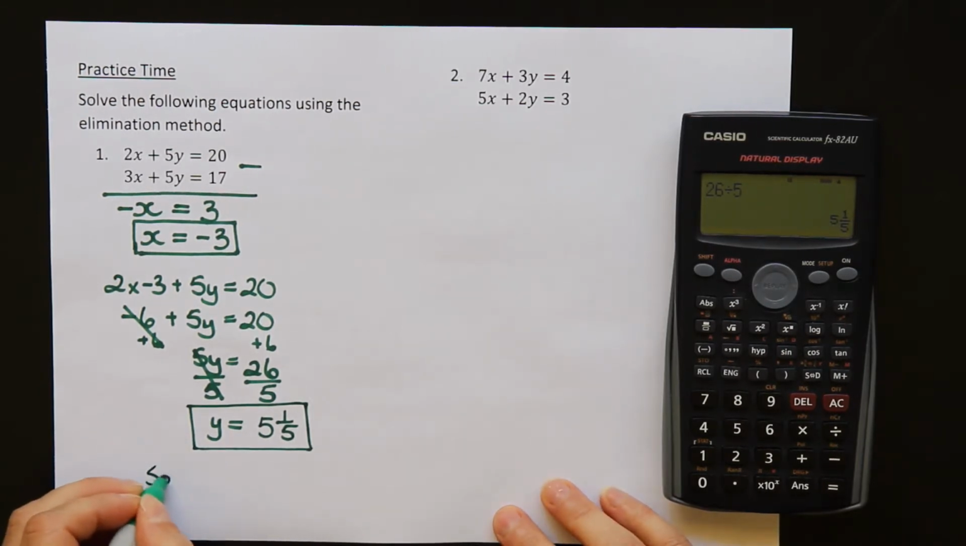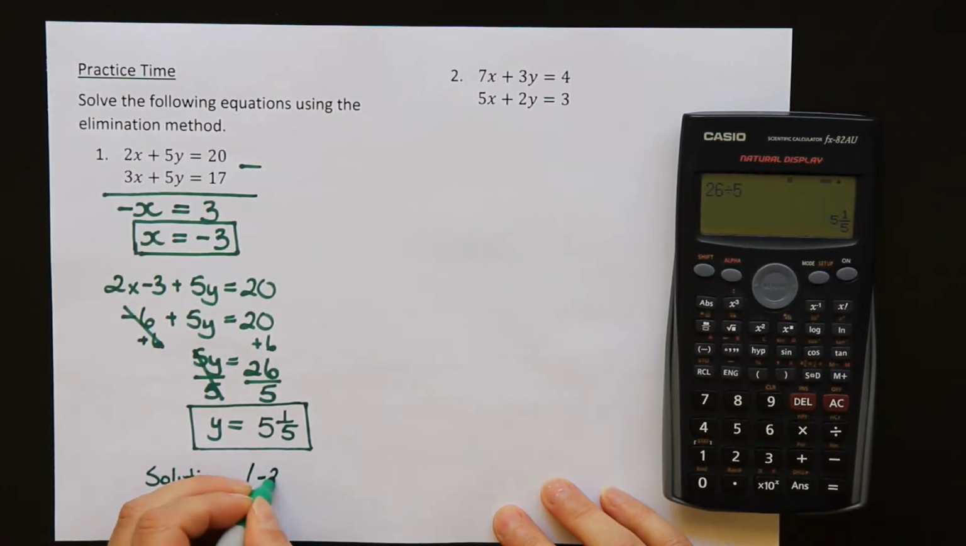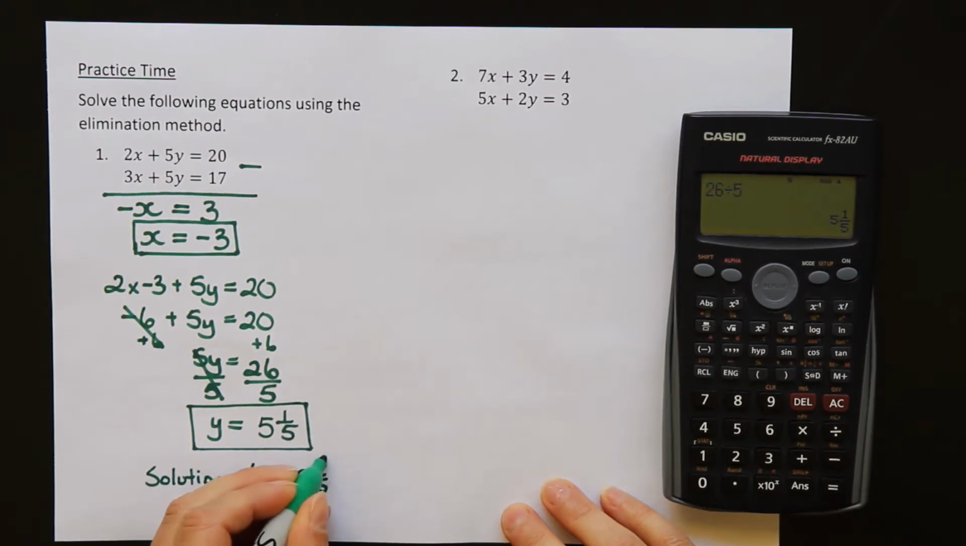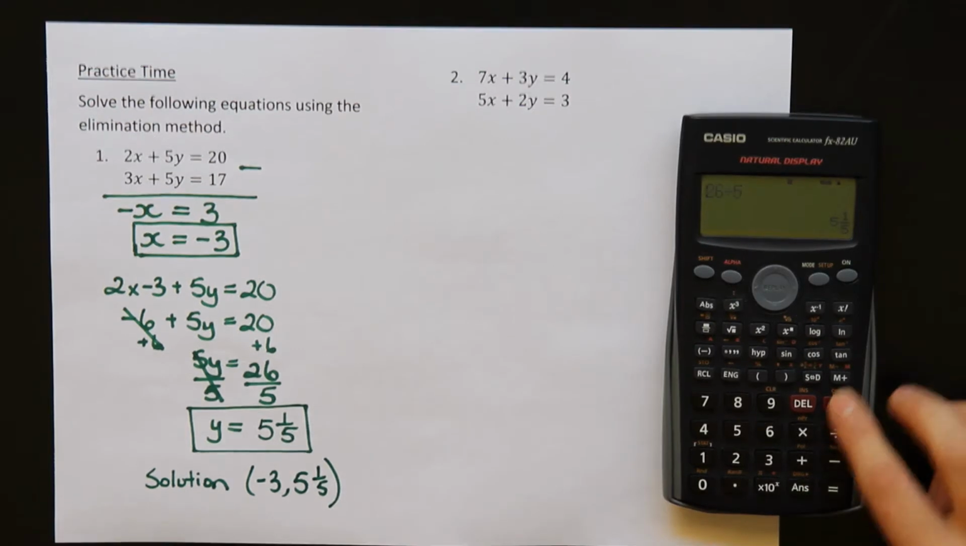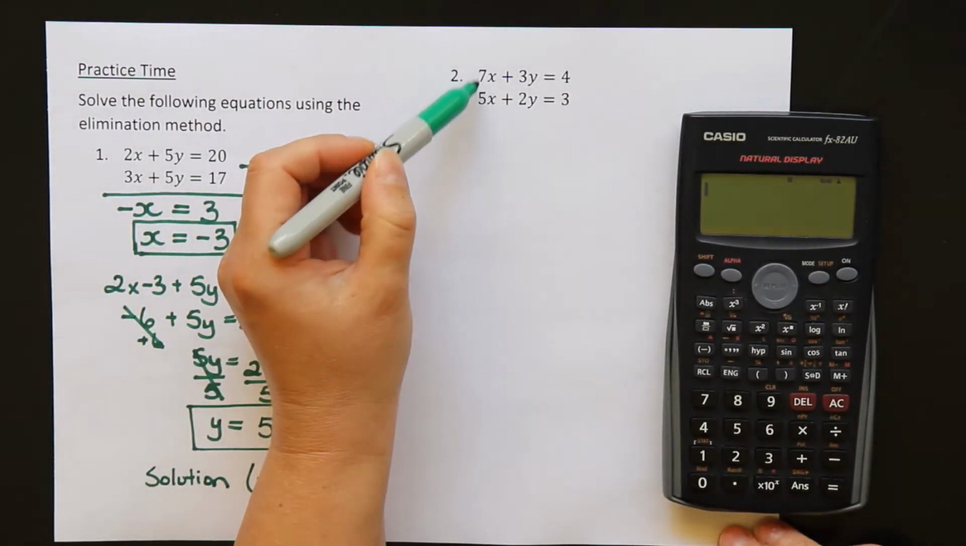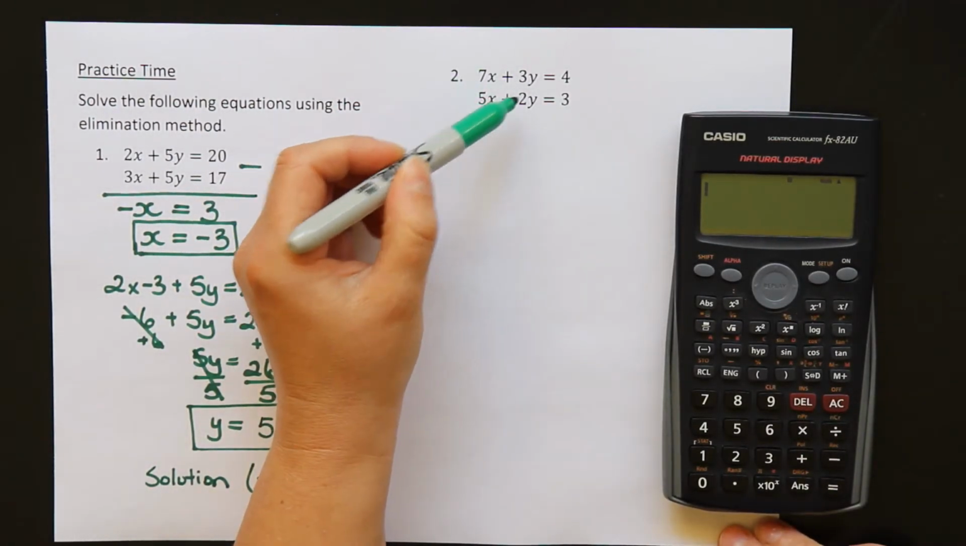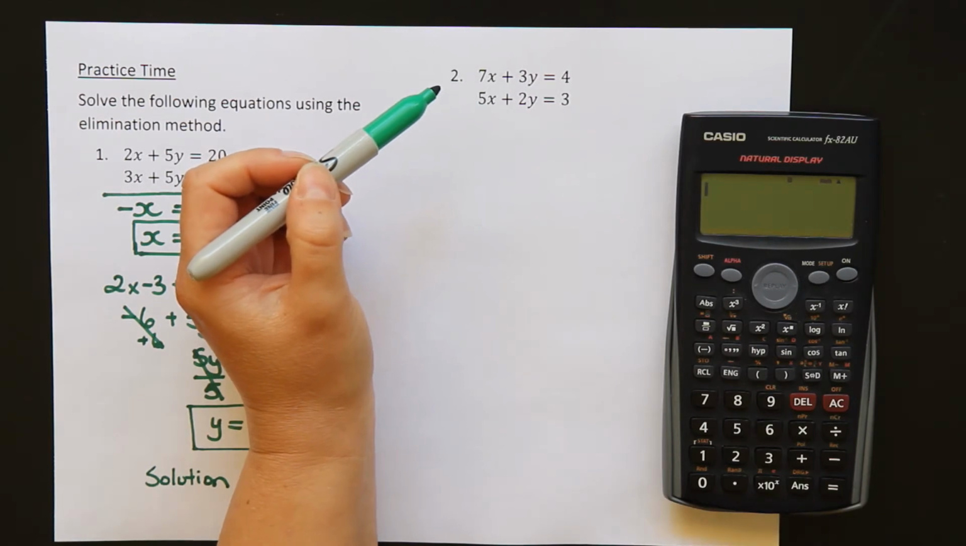Okay, so don't always expect that you're going to get nice whole numbers for your answers. Okay, so our solution is x is minus 3 and y is 5 and 1/5. Alright, let's look at the second question. Okay, the x's are not the same and the y's are not the same. Alright, what can we multiply by to make them the same?